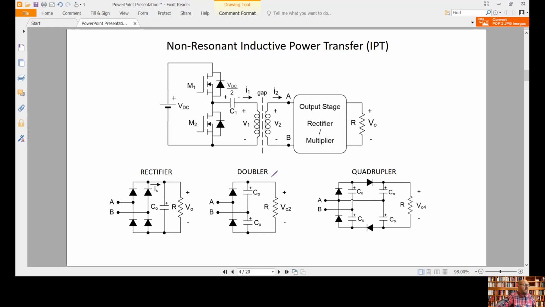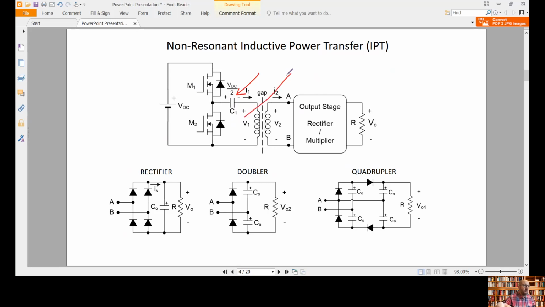So we can think of a non-resonant inductive power transfer system that will be like this one. In this case, we are not going to use a resonant compensation. We use the half bridge circuit here in order to generate a square voltage that we are going to apply to our IPT system. Okay. In this case, capacitor C1 is not a resonant capacitor; it's just a DC blocking capacitor.